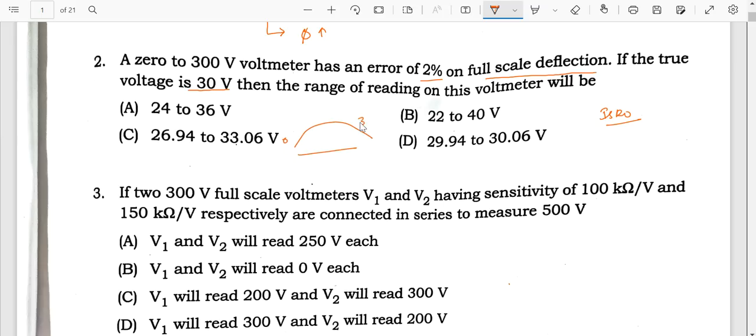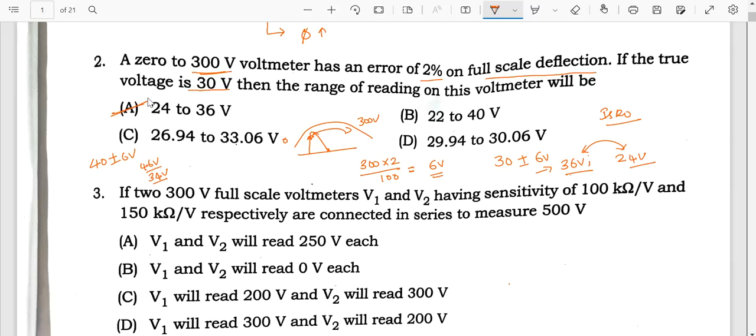For a range of 0 to 300 volts voltmeter, it has 2% error, which means for 300 volts, 2 divided by 100 times 300. So it gives an error of 6 volts. This error remains constant irrespective of the voltage you are measuring. That means if you are measuring 30 volts, plus or minus 6 volts will be there. Either it may read 36 volts or it may read 24 volts. That means the reading of this 30 volts measurement will be in the range of 24 to 36 volts only. Hope you understand. Suppose they give 40 volts, then 40 plus or minus 6 volts, that is either 46 volts or 34 volts. So the answer for this question is 24 to 36 volts.